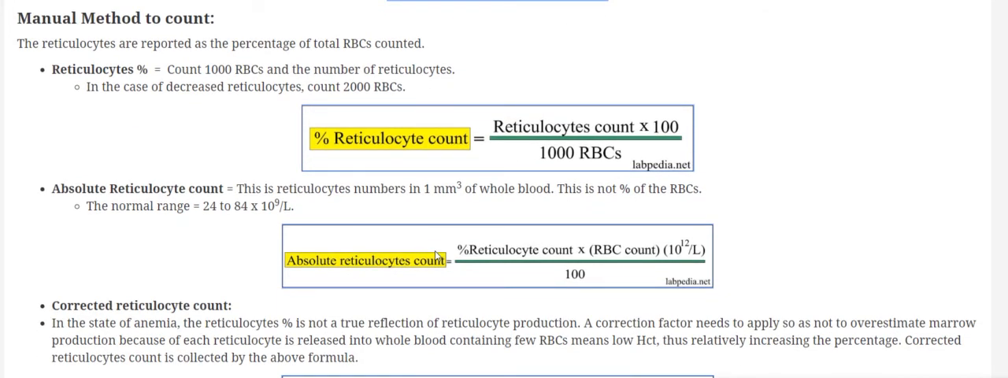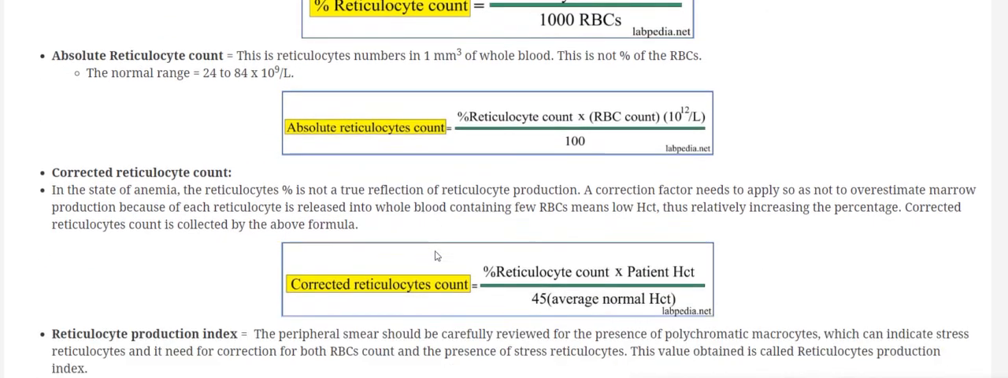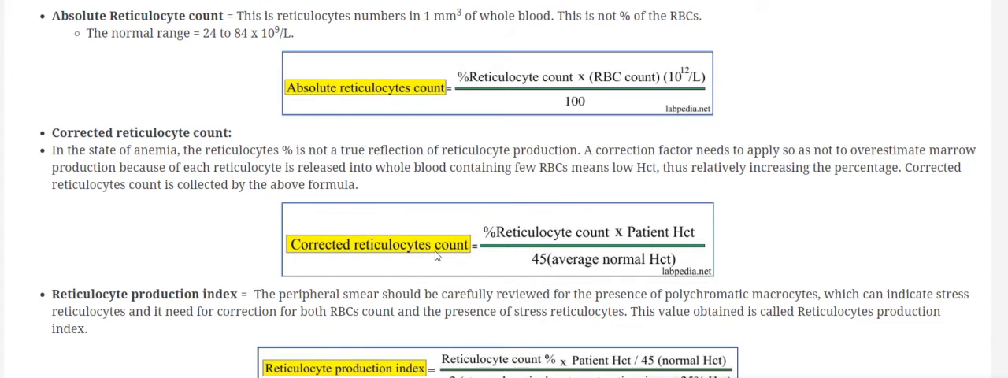Then other parameters are absolute reticulocyte count and corrected reticulocyte count. Now, corrected reticulocyte count is important because if there is a stress to the bone marrow, then premature reticulocytes enter into the blood and they remain in the blood longer than the normal reticulocytes.